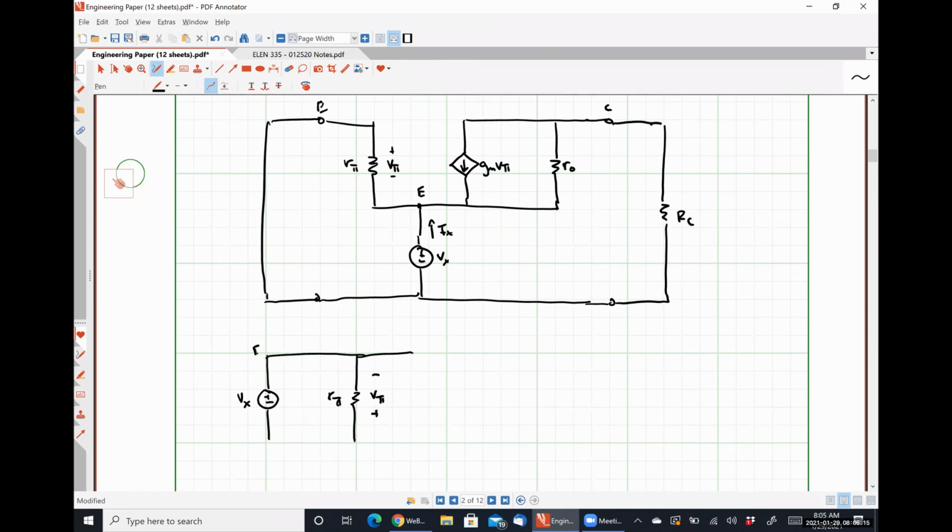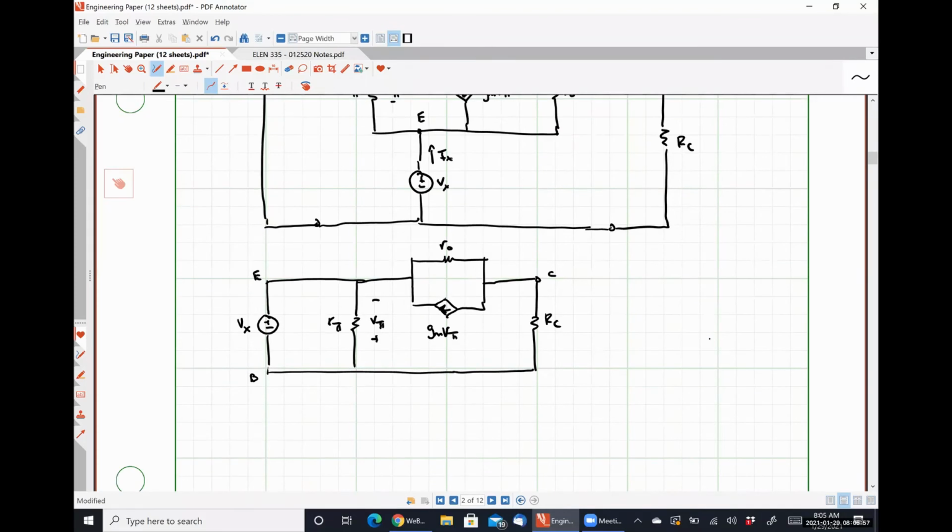So this node up here is our emitter node, and this node down here is our base node. And between the emitter and the collector, we have our resistance R0, as well as our dependent current source, where the current should be directed from the collector to the emitter, having a value of gm V pi. And then over here between the collector and our base, we have our resistance RC.